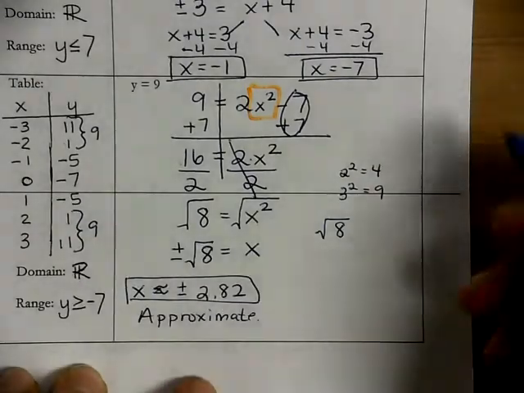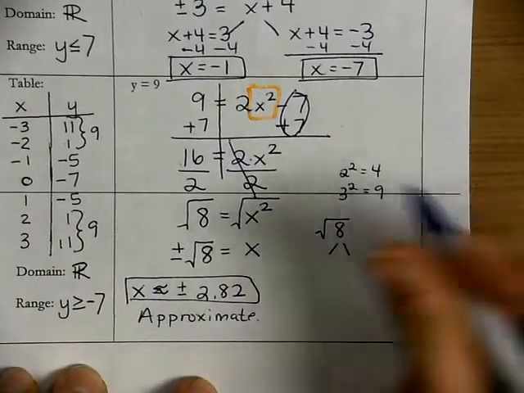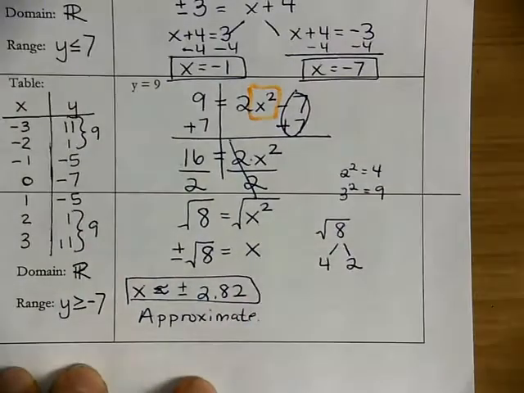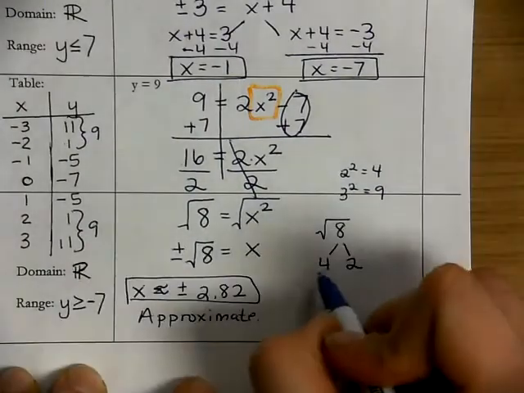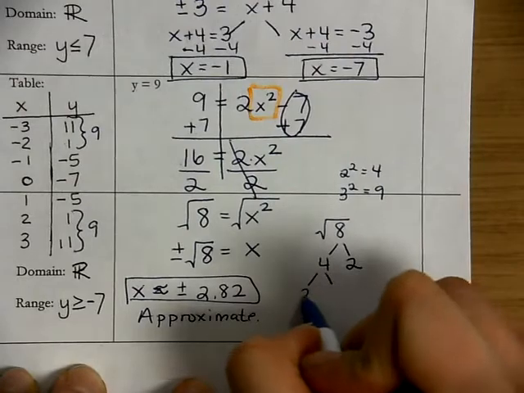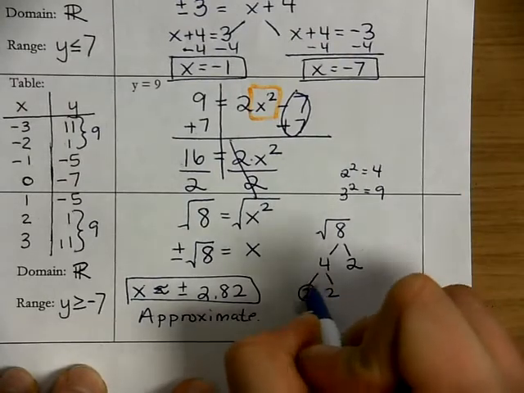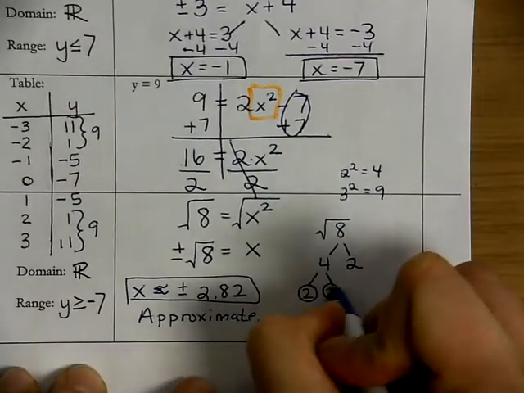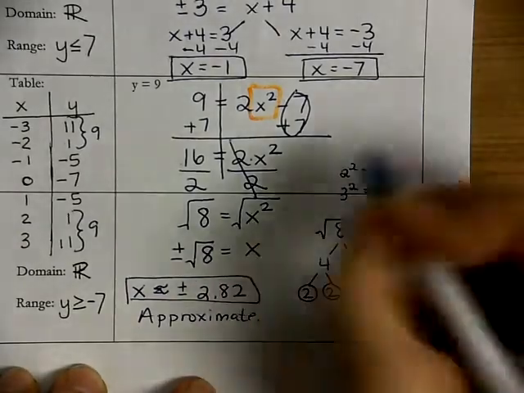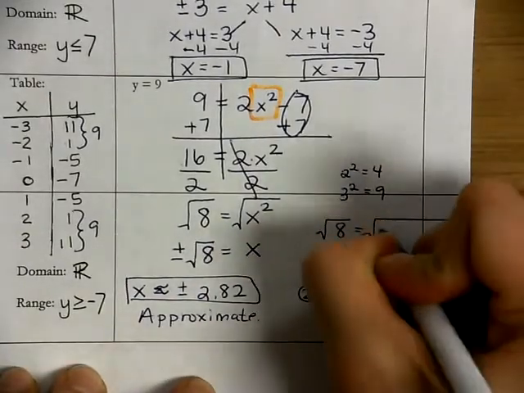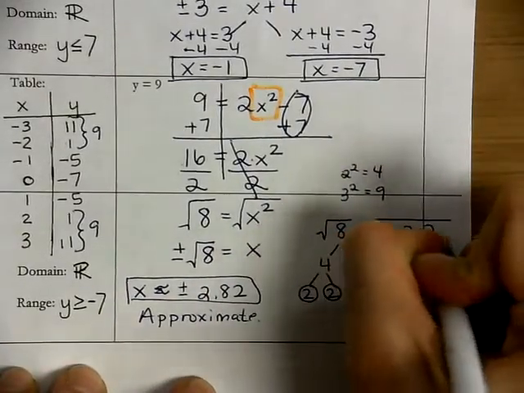Now that you've tried simplifying it on your own, let's break this apart. We know that 4 times 2 is 8. 4 can be broken apart into 2 times 2. Well, 2 is a prime number, so I'll circle it. This 2 here is also a prime number. So this is really the square root of 2 times 2 times 2.